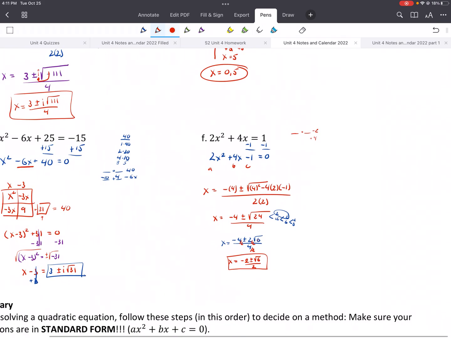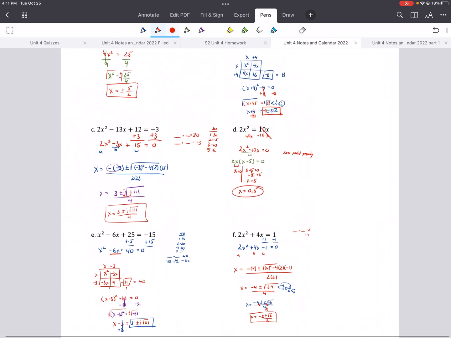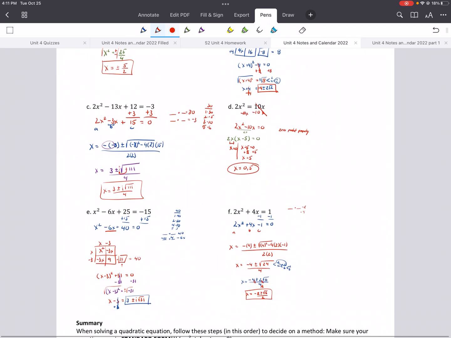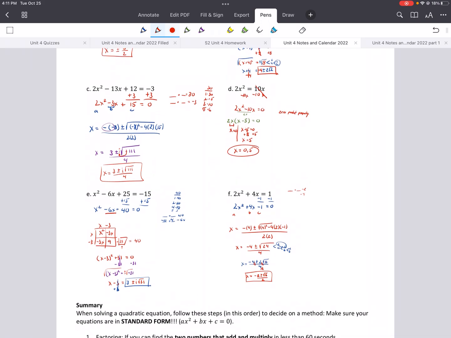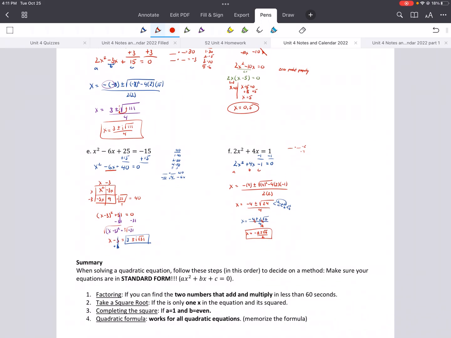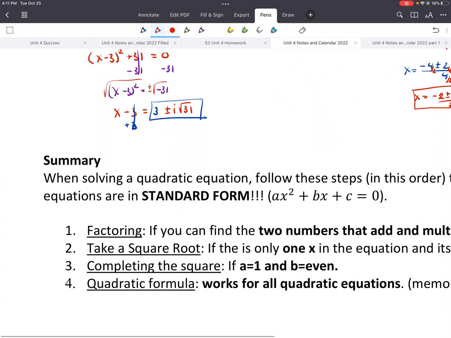Alright, so that's a bunch of examples. Again, I think on your homework you have about that many. If you have questions, let me know. If you're not sure which method to use, just realize that you can always use the quadratic formula, but on the test you will be required to do each of these types of problems: factoring, complete the square, and the quadratic formula.